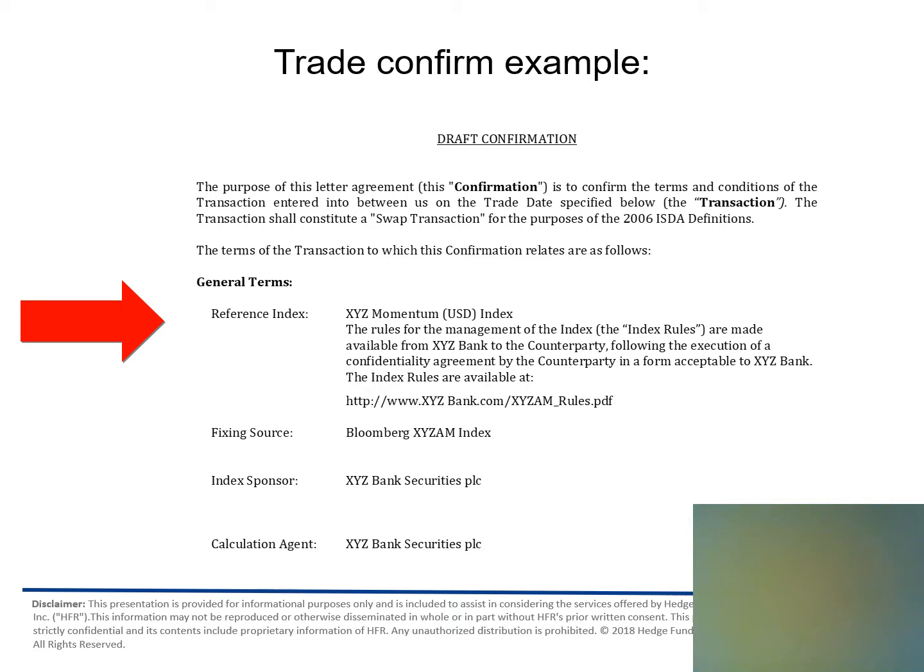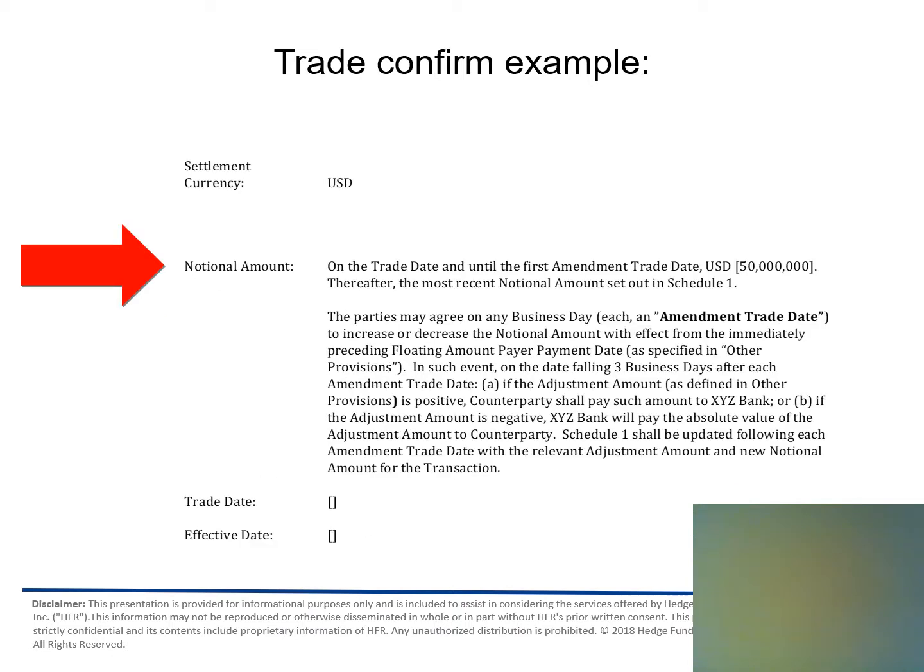The beginning of each confirm lists the strategy you're invested in. An important point, as we covered in the last webinar on due diligence, the rules for the strategy are an integral part of the confirm. And of course, we have to know how much we're investing. In this confirm, we also list the payment terms, 3 days, and reference the payment dates where you'll either receive or make payment depending on whether you made or lost money for the period.